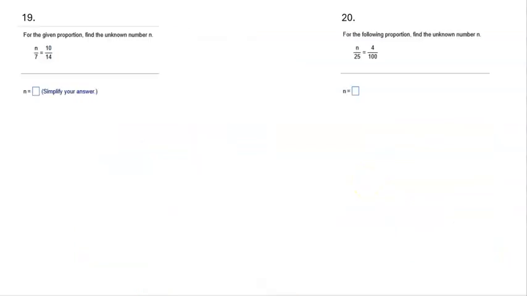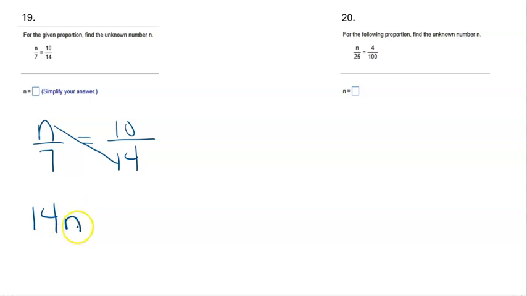All right, so how about problems 19 and 20? For the given proportion, find the unknown number n. So I'm going to rewrite it just a little bit larger. 9/7. So that's our ratio, but then when you make it equal to another ratio, this is what turns it into a proportion. And we've already worked with cross product, right? So n times 14 looks a little better when you put the number in front. That's called a coefficient. 14 times n is equal to, cross this way, 7 times 10 is 70. Now, to get this n by itself, I'm going to divide both sides by 14.